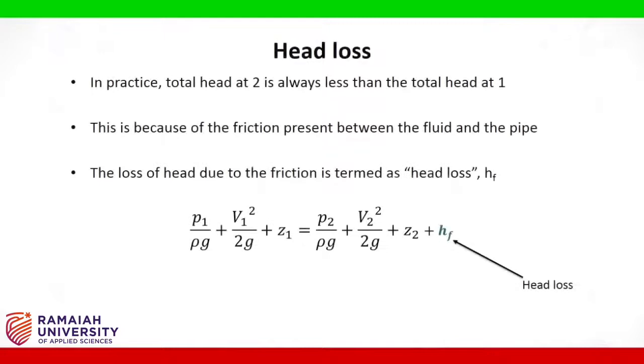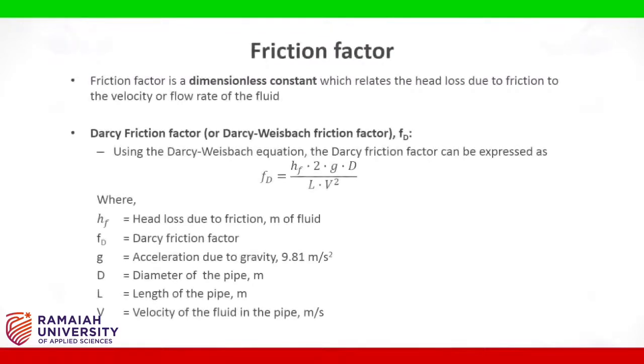In practice, total head at 2 is always less than the total head at 1. This is because of the friction present between the fluid and the pipe. The loss of head due to the friction is termed as head loss, represented by Hf. Friction factor is a dimensionless constant which relates the head loss due to friction to the velocity or flow rate of the fluid.